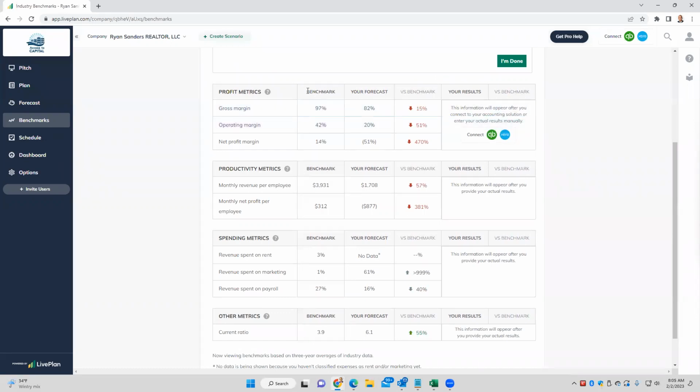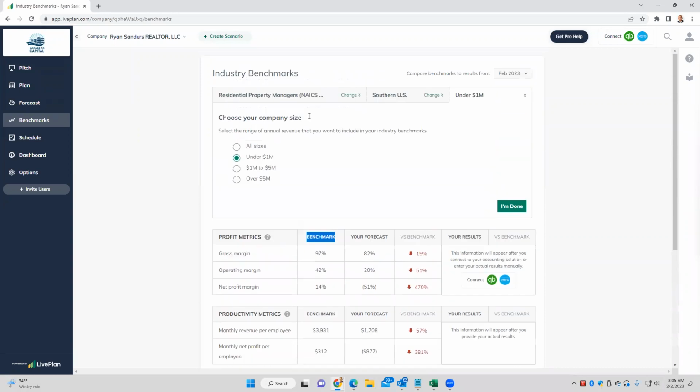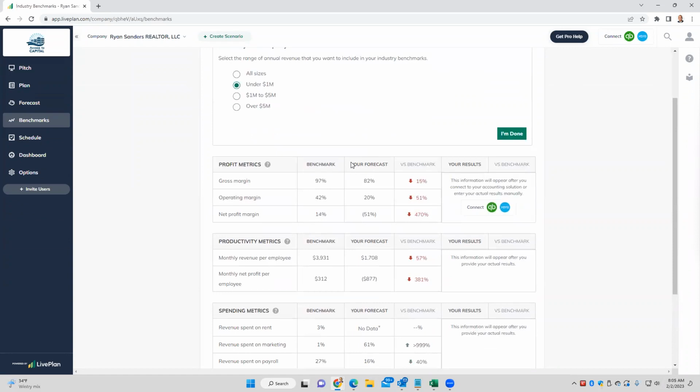So there's a benchmark metric that's based upon, again, the industry, the region, and the size. And then there's what we have forecasted. Well, why do you think that would be important?